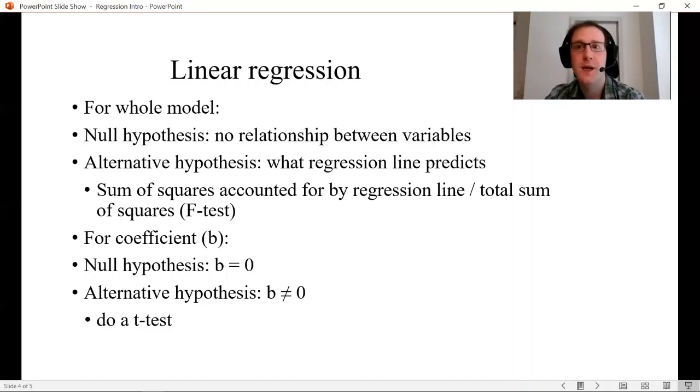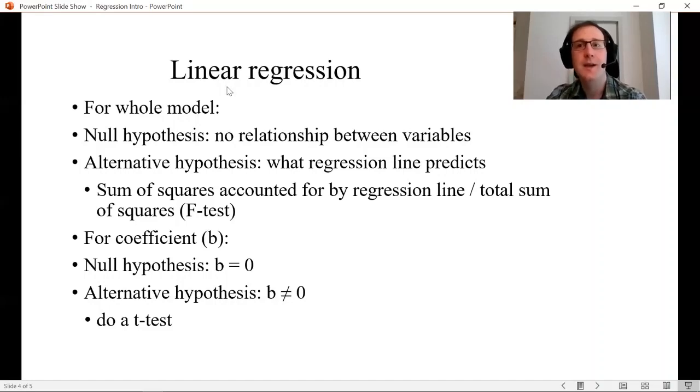If you have, say, two predictors, you're going to get a B for both of those predictors, and you'll have a null hypothesis significance test for both of those predictors separately. And then you'll get one for, again, the whole model, which will basically be testing whether all of the independent variables combined account for more variance than you would expect by random chance if nothing at all was happening.